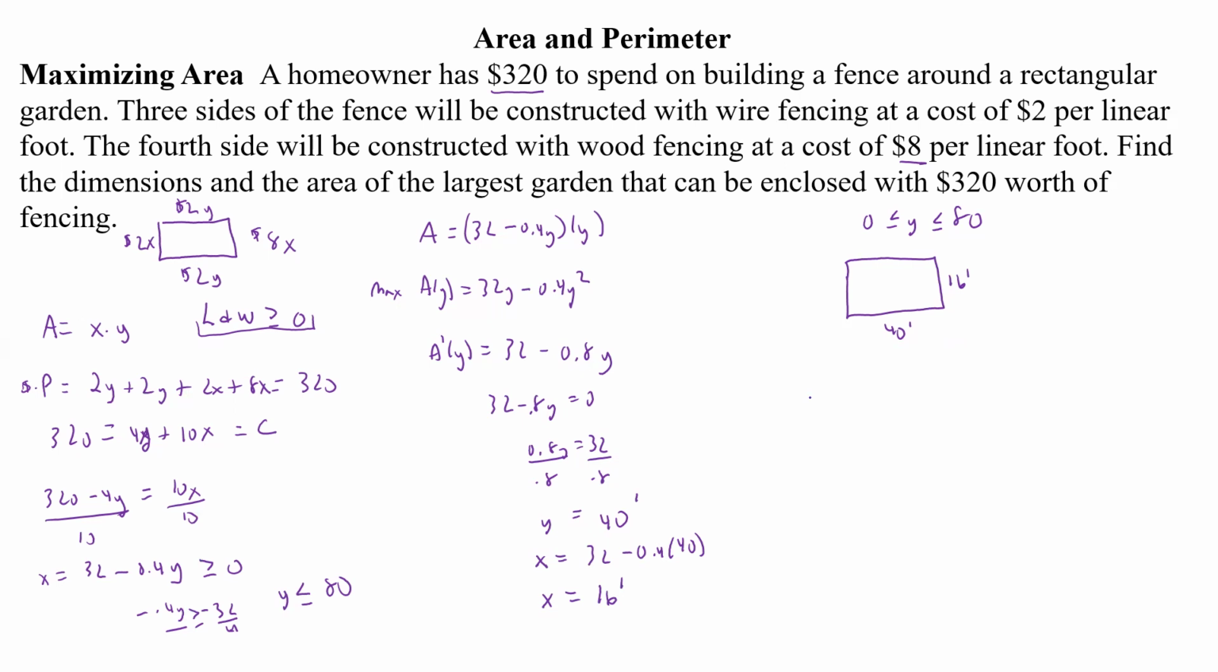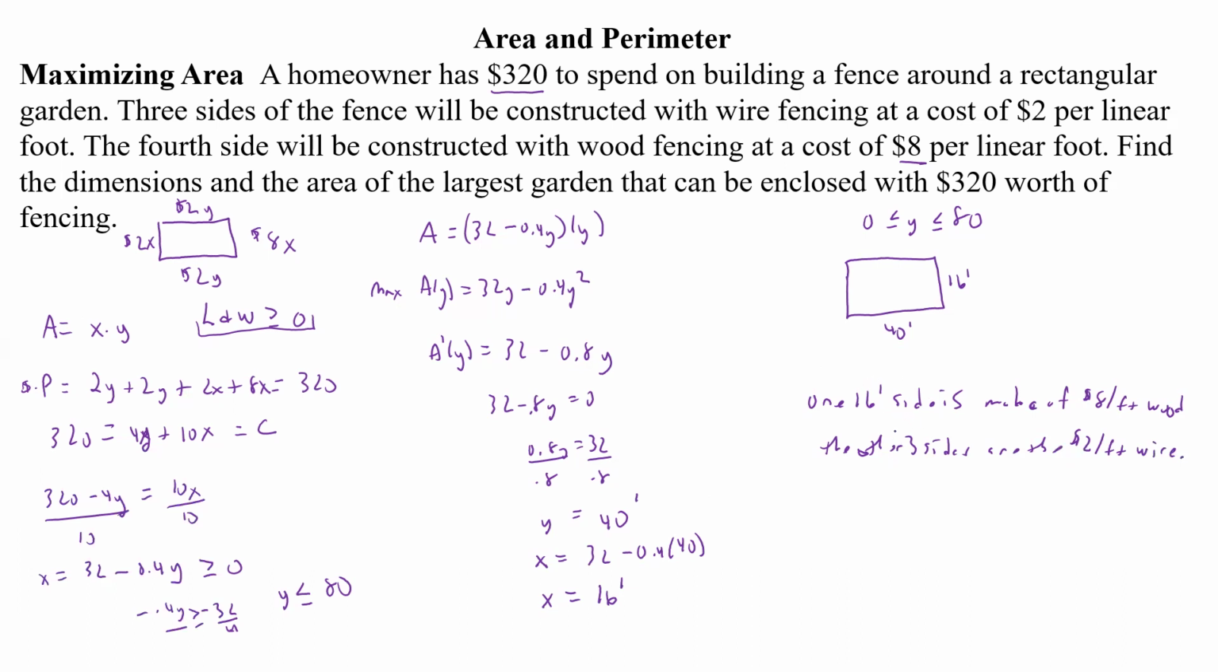And so now we can say one 16-foot side is going to be made out of what? It's going to be made out of the $8 per linear foot wood. And then the other sides are the $2 per foot wire. Oh, that's wire, sorry, not wood. Okay. So now we know all those sides.